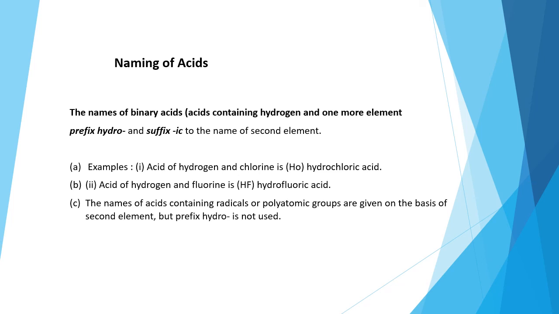The names of the acids containing radicals or polyatomic groups are given on the basis of the second element, but the prefix hydro is not used. Examples: H2SO4 is sulfuric acid. Then H2CO3 is carbonic acid. H2SO3 is sulfurous acid. OUS is used because of the lesser number of oxygen atoms.